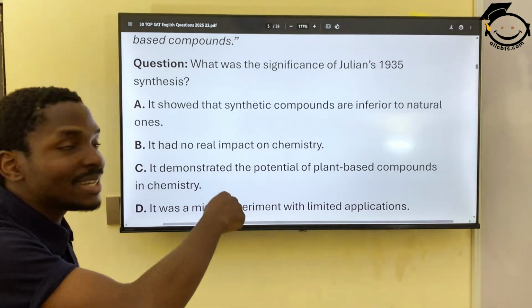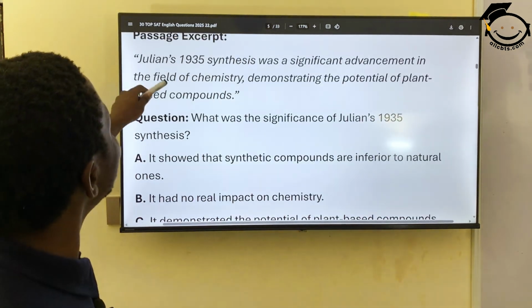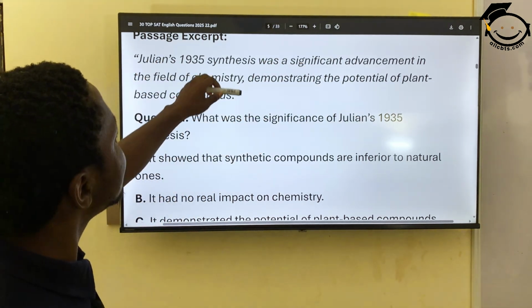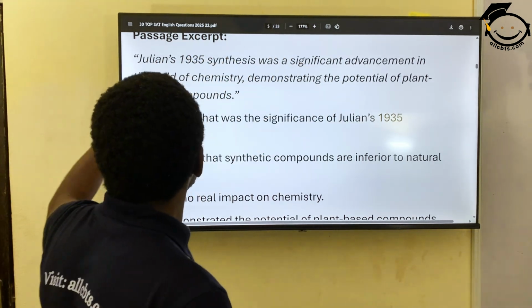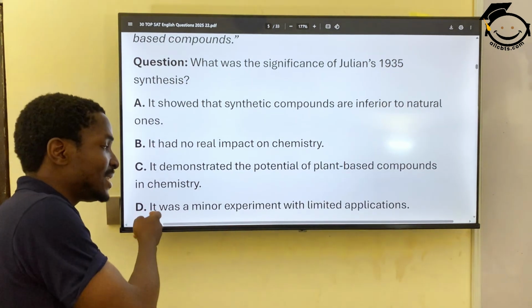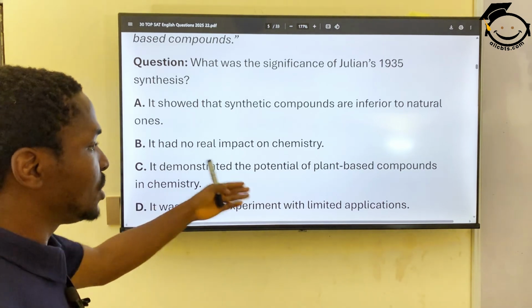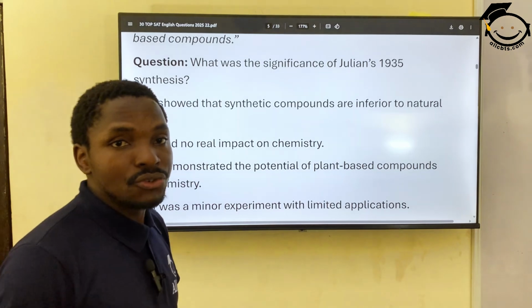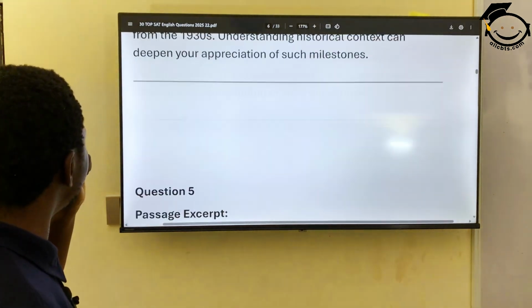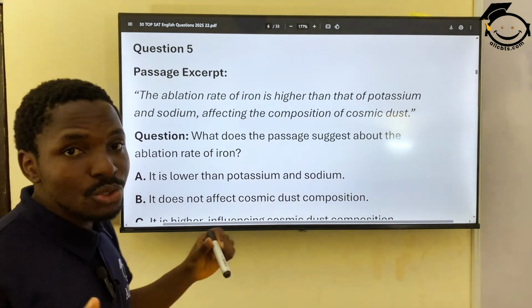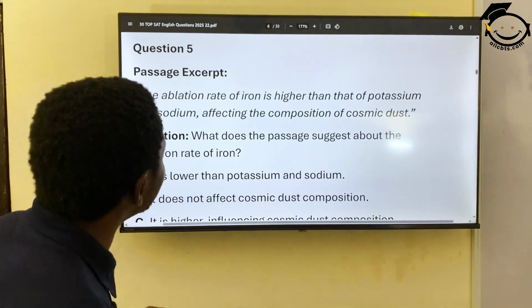Now go back to the question. It says, Julian's 1935 synthesis was a significant advancement in the field of chemistry, demonstrating the potential of plant-based compounds. So what will be the answer there? It will be C. So Julian's work demonstrated the potential of plant-based compounds in chemistry. Moving onward, question number 5. Also an excerpt. We're taking excerpts first.